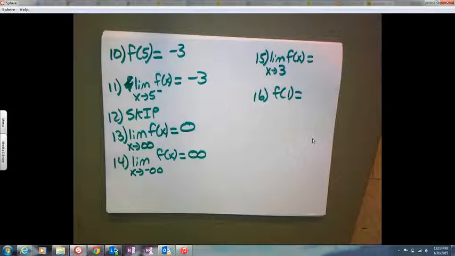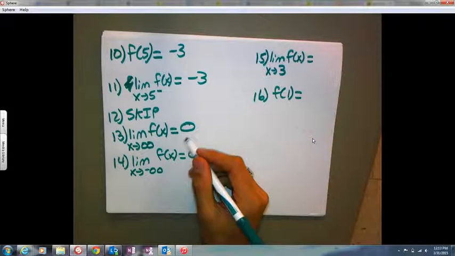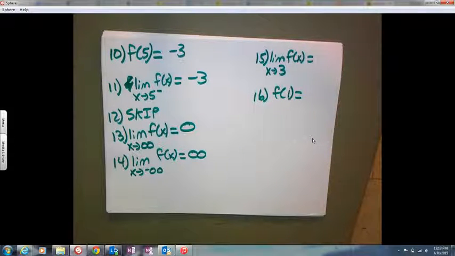Okay, 15. So are there any questions on either 13 or 14? Please let me know. Edgar, go ahead, please. Did you get the 13? Okay. So I'm looking at the graph. They're asking what happens when I go to infinity. So infinity is like way over here.